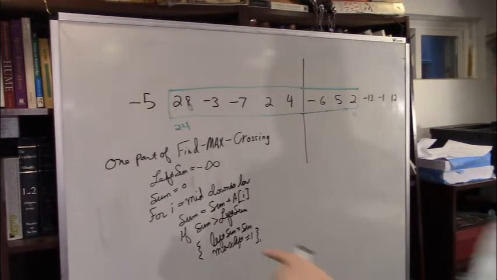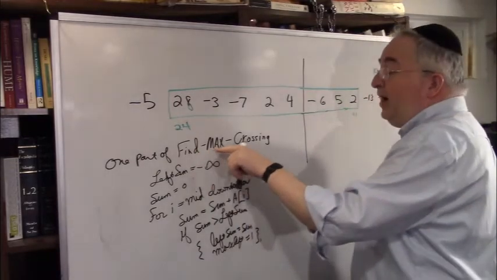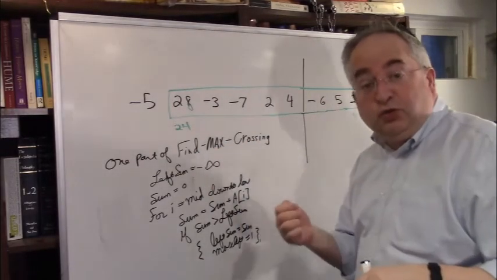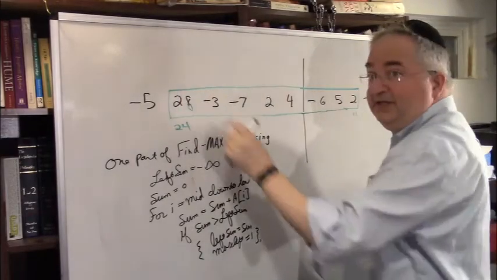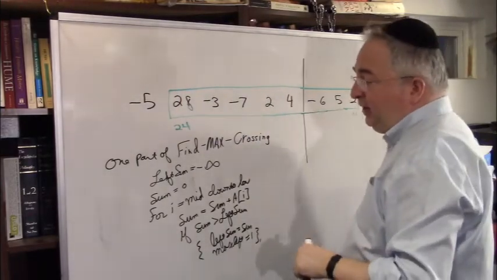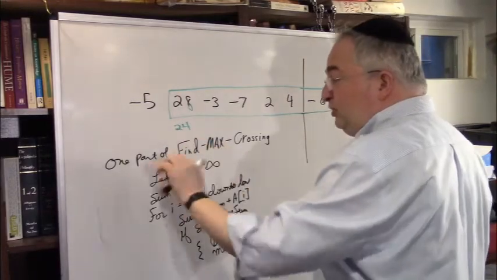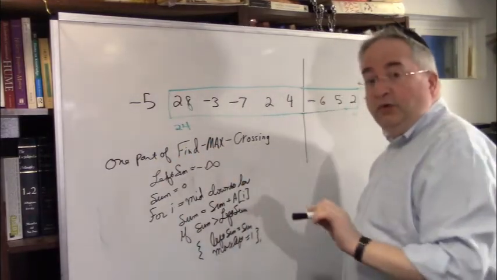The algorithm is called find max crossing. Find the maximum that crosses, as opposed to find the maximum that's on the left, and in fact the maximum on the right. Okay, so let me just go through. This is one part of it. You'll see there's a whole other part also.